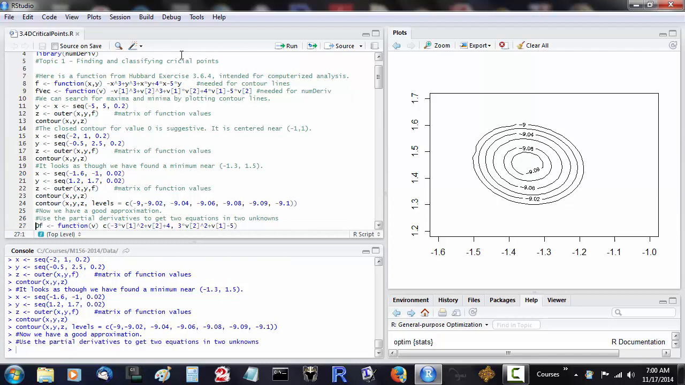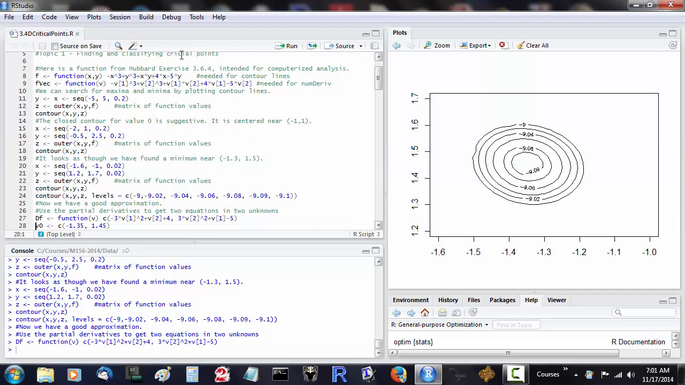Now here's the classic method for finding critical points. You use standard techniques of single variable calculus to get the partial derivatives. So the first partial derivative here is going to be minus 3x squared plus y plus 4. The second partial derivative, looking at the original equation again, is going to be 3y squared plus x minus 5. And we expect those both to be 0 at the critical point.